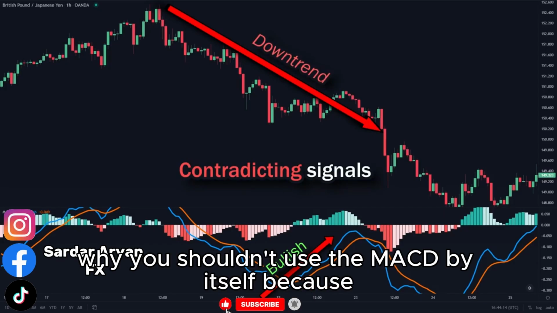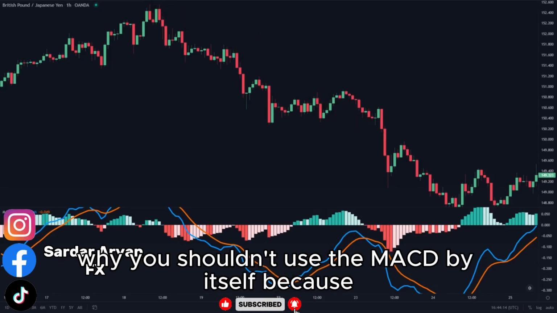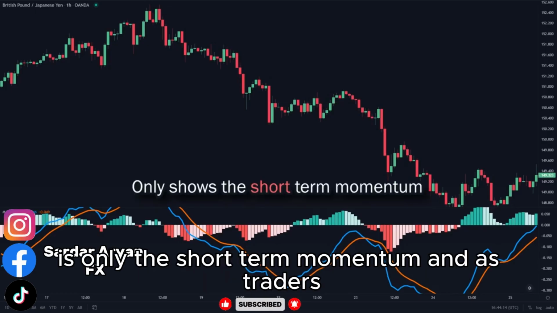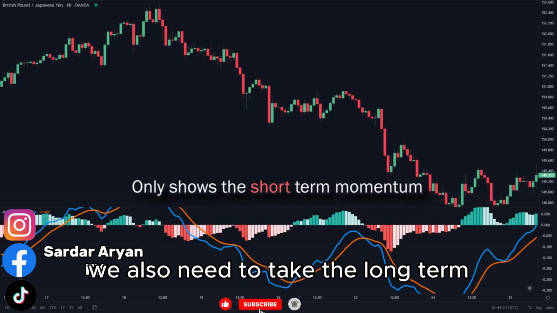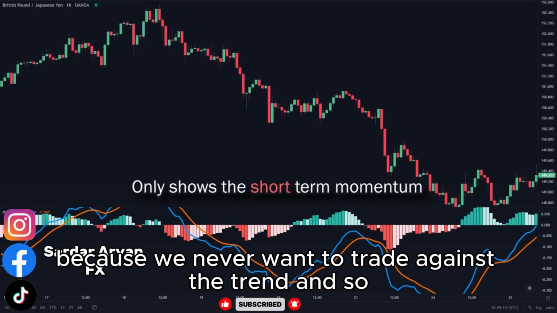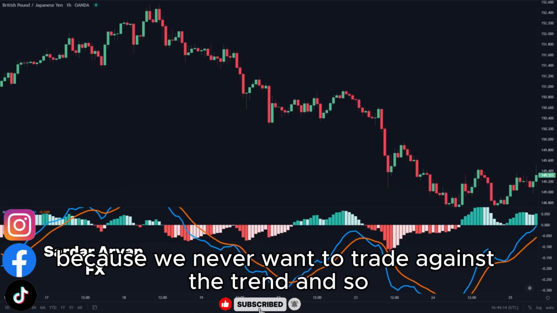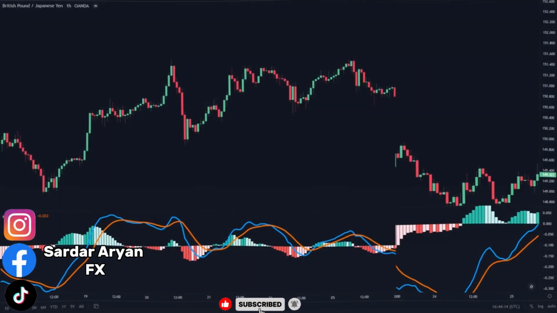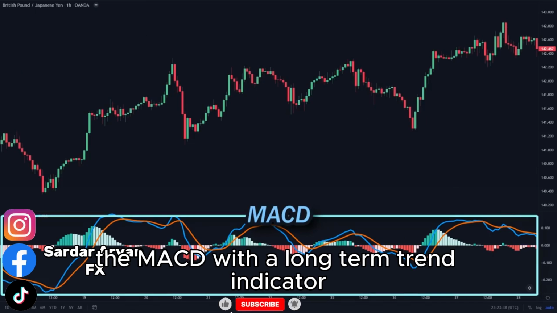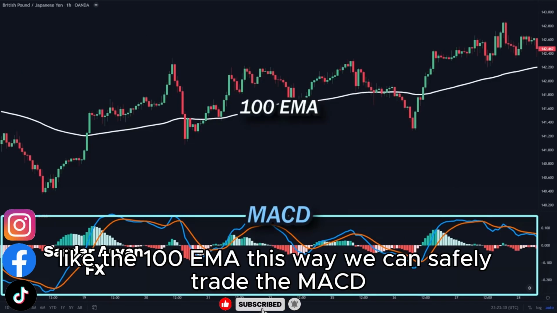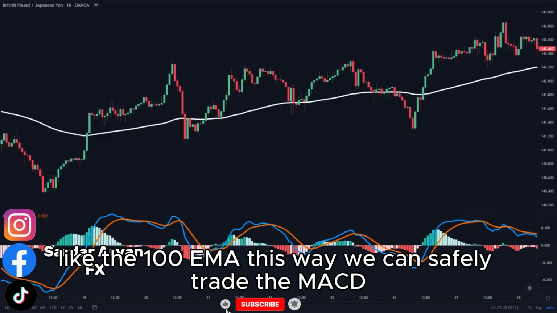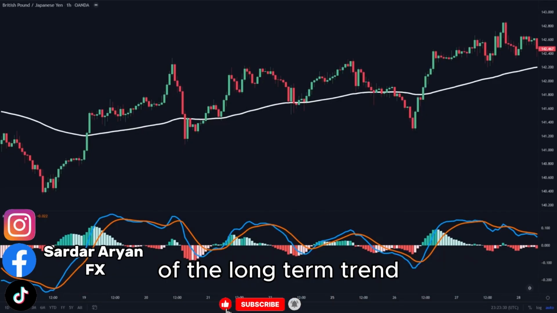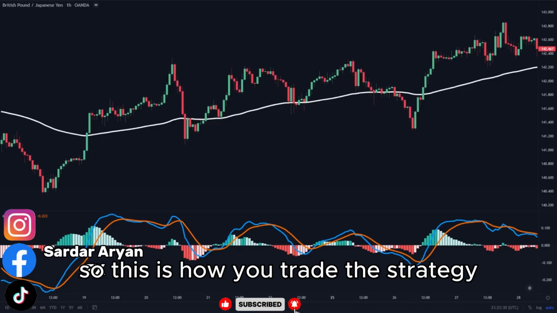This is exactly why you shouldn't use the MACD by itself, because what the MACD is showing us is only the short-term momentum. And as traders, we also need to take the long-term trend into consideration, because we never want to trade against the trend. And so, a simple but high win rate strategy that I recommend for beginners is combining the MACD with a long-term trend indicator like the 100 EMA. This way, we can safely trade the MACD while making sure that we're staying within the same direction of the long-term trend. So this is how you trade the strategy.